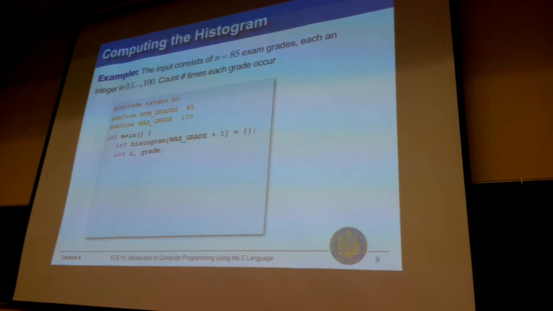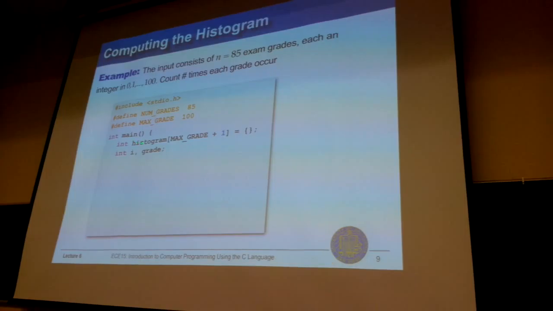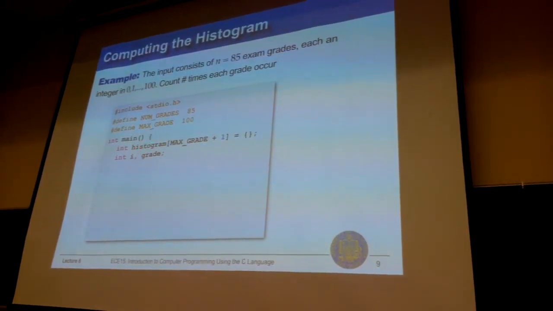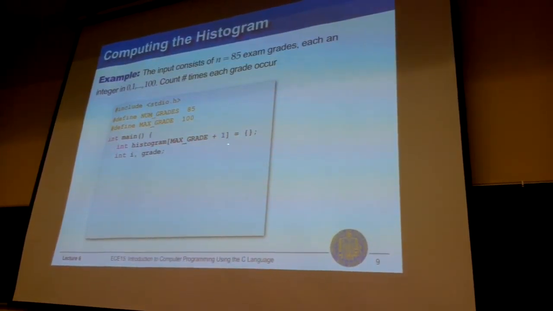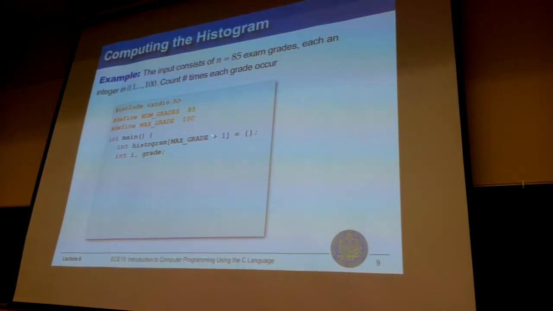So we need an array to capture the histogram. And so this histogram is going to have max grade plus 1 elements. The reason we need this plus 1 is because grades can range from 0 to max grade, right? So that would be max grade plus 1 total elements. And then we'll have a bookkeeping variable and a variable for inputting each successive grade, right?